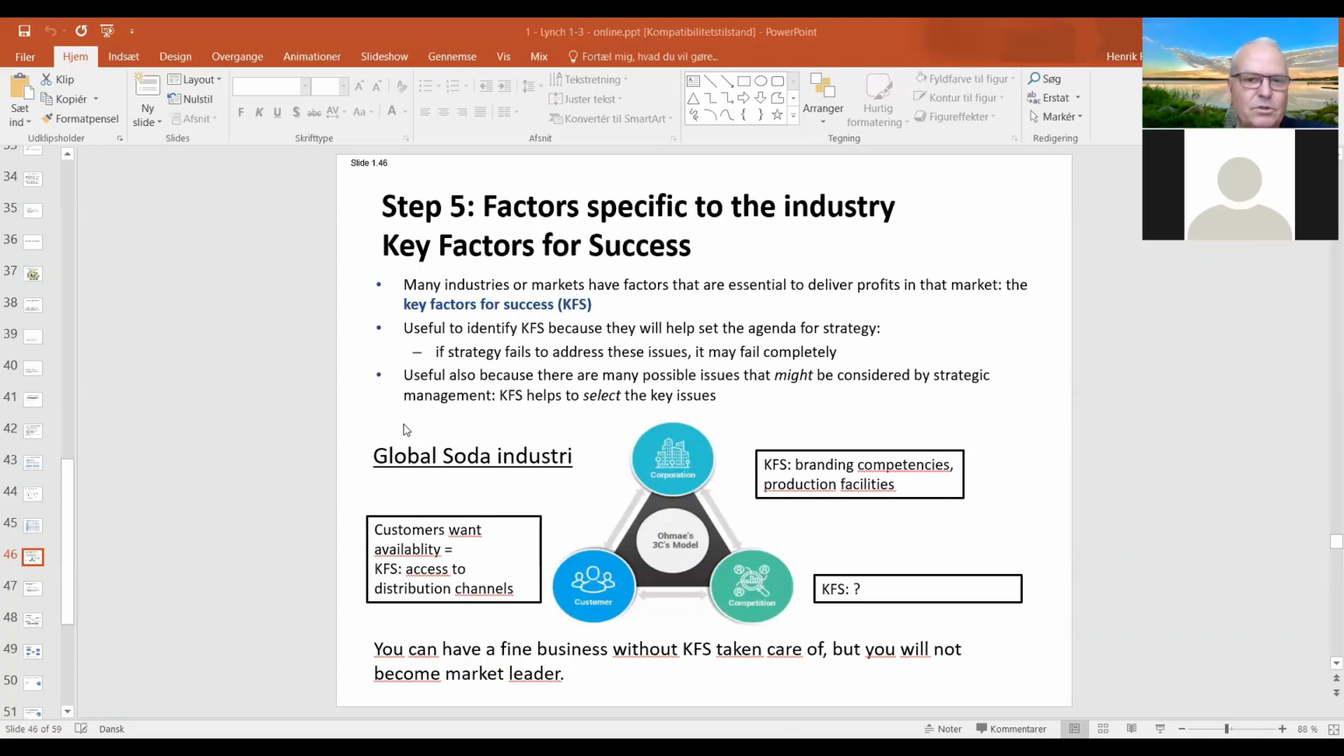So key factors for success: investigation of cooperation, competition, and customers with the intention to figure out what makes a success out of a company in this specific industry, and are we capable of taking care of these key factors for success, or can we develop ourselves in a direction so that we can take care of those key factors for success. Good.